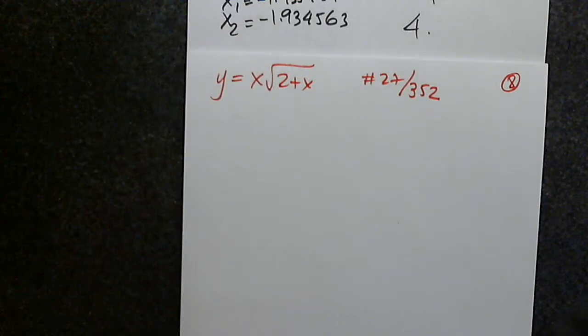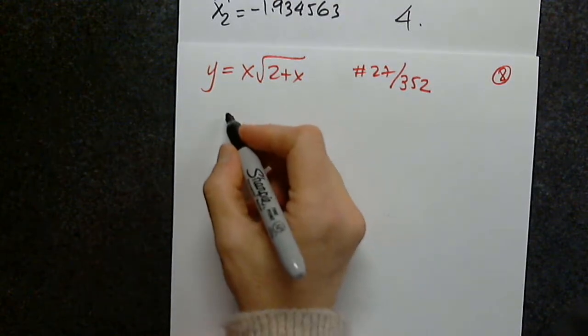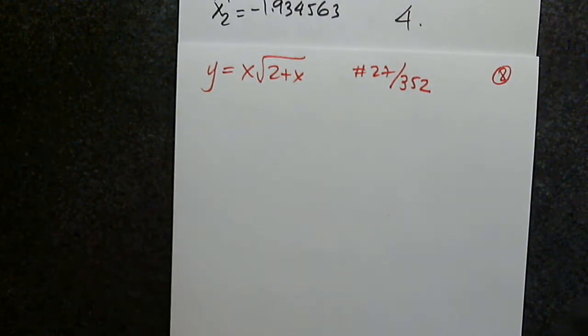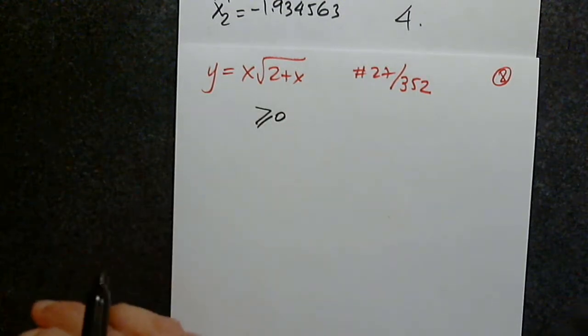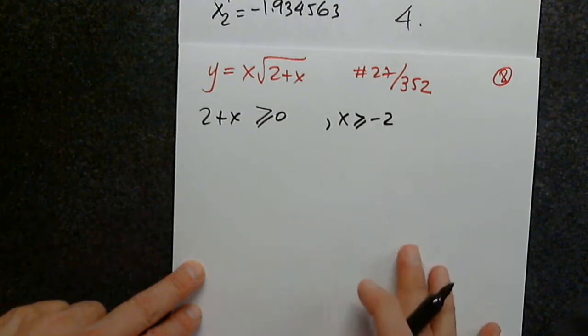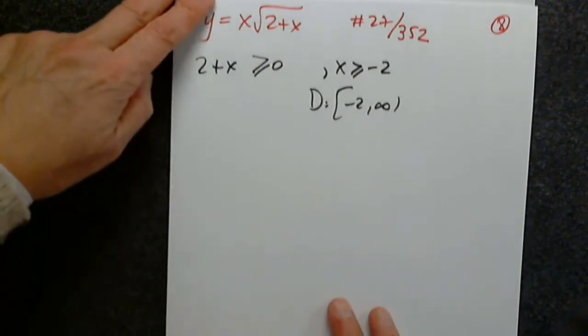Okay. So we're asked to show everything. What do I have to start with? Always domain. Thank you. So what do I have to write to find the domain? I have to write that 2 plus x, so then x must be greater or equal to -2. So obviously the domain is -2 to infinity and nothing else.